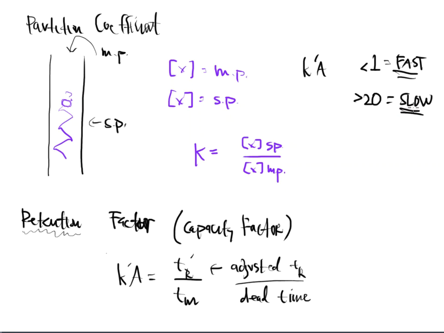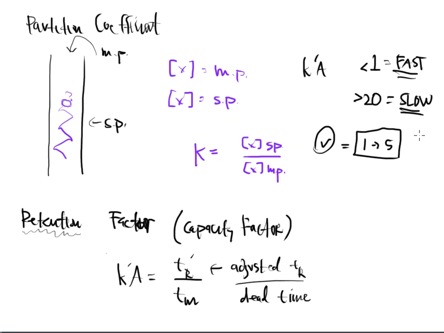So what's the kind of Goldilocks number that we want here? What we want to see is a value that's between 1 and 5. If we see a value between 1 and 5, then we're good to go. That means that the stationary phase is holding it back a little bit. It's taking its time and it's not rushing through. Separation is probably happening like it should be before it comes out of the column. And I can feel pretty good about these numbers.